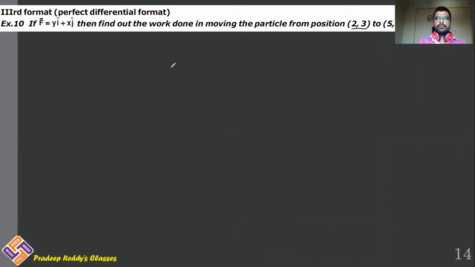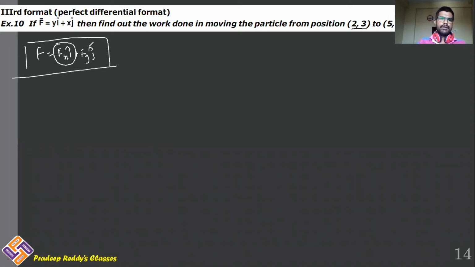Coming to this third model where you can calculate work done by variable force. But in the second format, we have F is equal to F of x i cap plus F of y j cap. Force along x-axis is variable with respect to x itself. Force along y-axis is variable with respect to y. This is the second format which we discussed in the previous model.